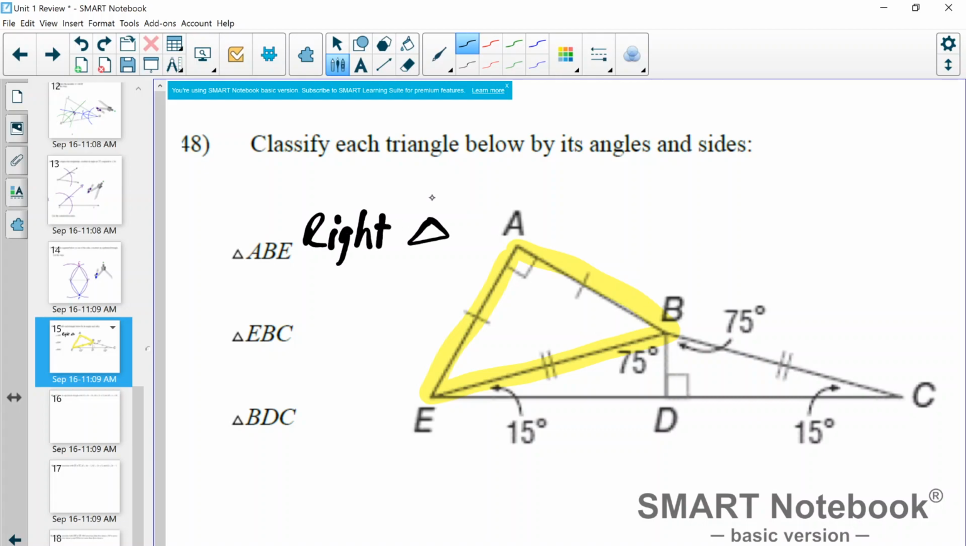And if I look at the sides, I see I have one slash and one slash here, and two slashes on the bottom. These two slashes here tell me that these two sides are the same, but this third one is not. So two sides the same means we have an isosceles triangle based on its sides.